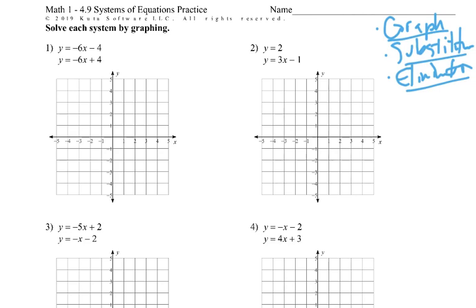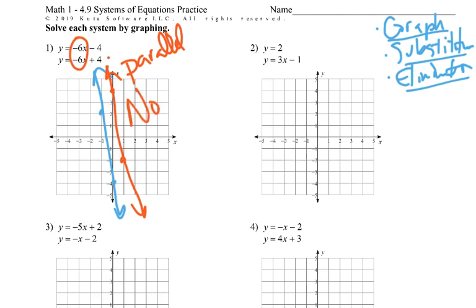So if I look at number 1, I've got -4 for my y-intercept and a slope of -6. So I'd go down 6 to the right one, or up 6 to the left one. Okay, there's my first one. Then I graph my second one, +4, and down 6 to the right one. What I should notice here is that they have the same slope, so they're actually parallel lines, which means they're never going to intersect, so no solution.